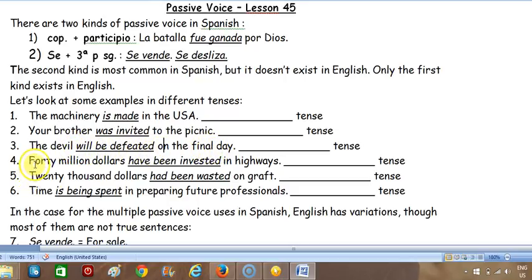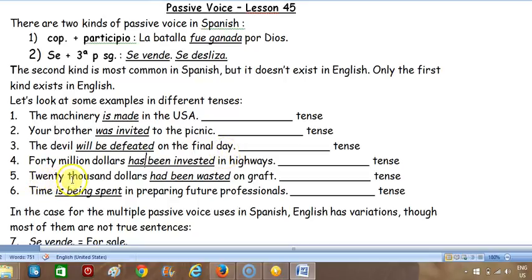All right. 4. $40 million have been invested in highways. Actually, this is an uncountable concept. So I'm sorry, not uncountable. It's considered a singular noun because we're talking about the bulk of the money, the group of money, not the individual dollars. So $40 million has been invested in highways. Yeah, that's correct.